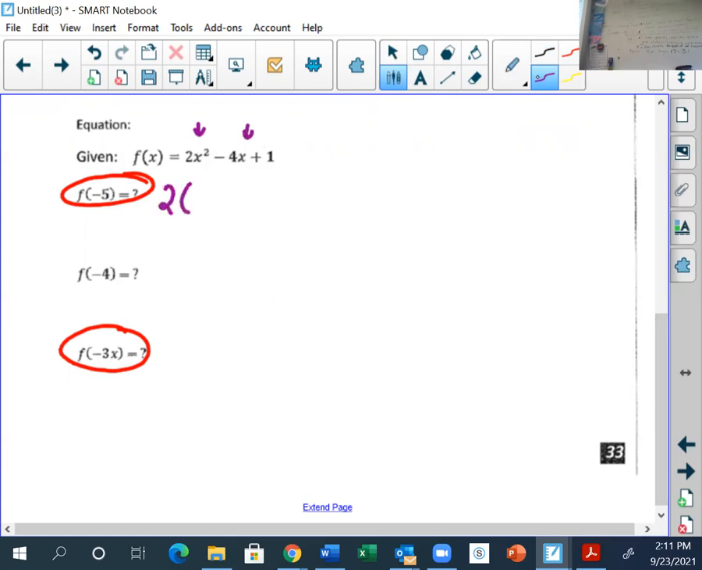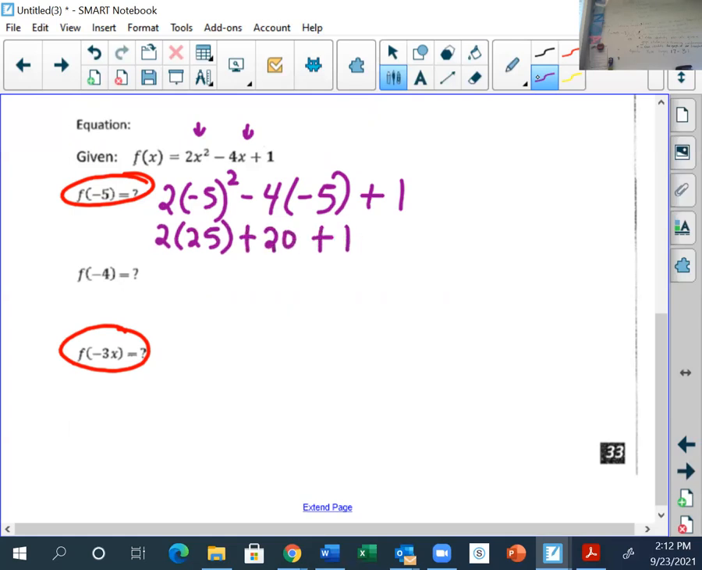So here, 2 times -5 squared minus 4 times -5 plus 1. Okay, so -5 squared is going to be 25. Minus 4 times -5 is positive 20 plus 1. So 2 times 25 is 50 plus 20 plus 1: 50, 60, 70, 71. So the answer would be f of -5 is 71.